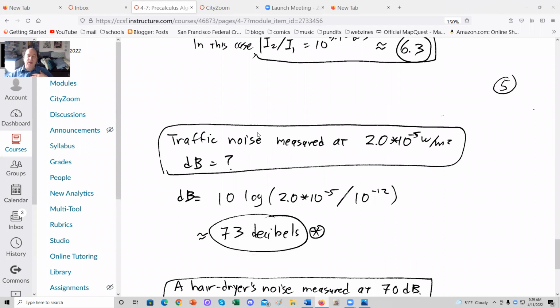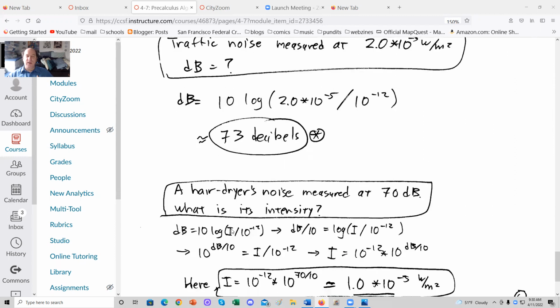Here we have traffic noise. It's measured at 2 times 10 to the negative 5th watt per square meter. What's the decibels? Okay, the decibels is 10 common log of 2 times 10 to the negative 5th divided by the reference intensity of 10 to the negative 12th. 10 log 2.0 times 10 to the negative 5th over 10 to the negative 12th. A bit of calculator button pushing gives you 73 decibels for traffic noise.